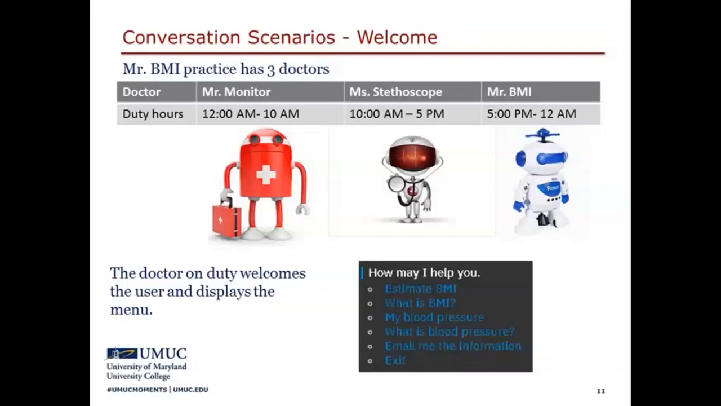Then I want to display this menu right here. How can I help you? I can estimate BMI, I can explain what the BMI is, I can ask the bot to explain my blood pressure reading, I can ask what blood pressure is, and this one is, suppose that I want the information to be emailed to me. So there is an option for me to provide an email, right? And let's just pretend that the email will be sent. Well, instead of actually sending an email, you're going to see a message that an email will be sent to whatever address you specified shortly.